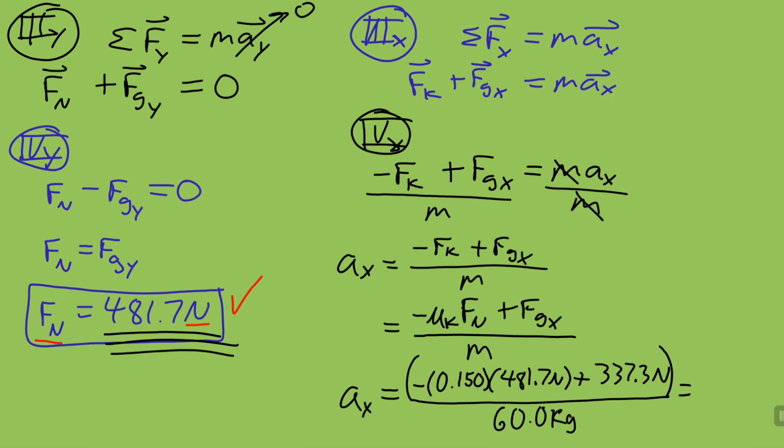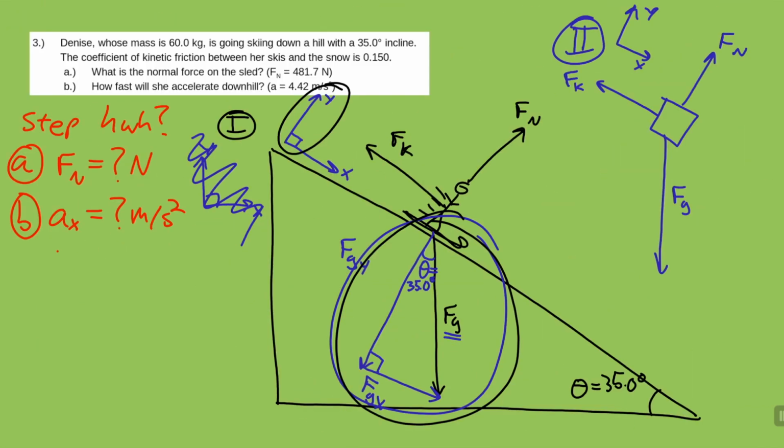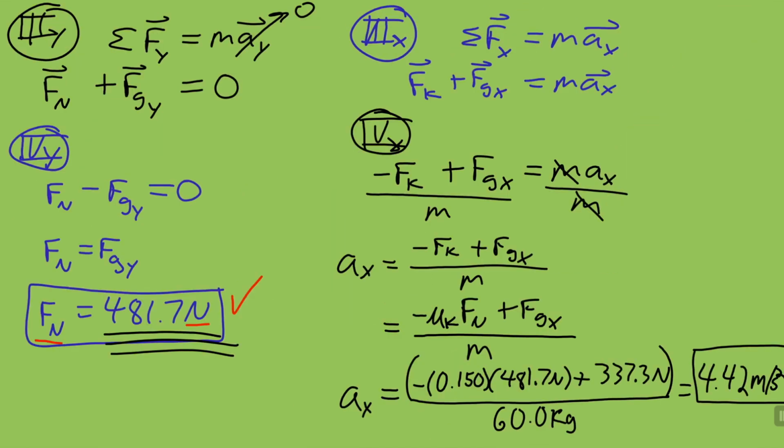So if I do all this in the calculator, if I get it right, I end up with 4.42, and this is an acceleration, so meters per second squared. Put a box around it, and then do step 4. I was looking for acceleration in the x direction. I expected to have meters per second squared as its units. And I ended up with acceleration in the x direction, and I have the correct units. So I'm giving it a check. Step works.